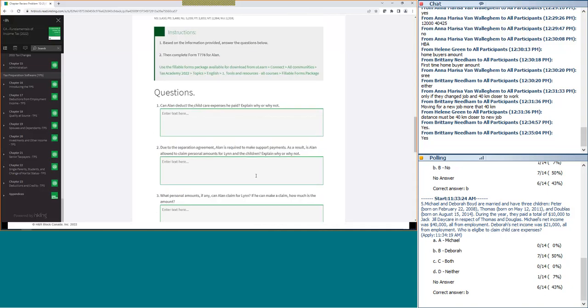Okay. Now, due to the separation agreement, Alan is required to make support payments. Is he allowed to claim personal amounts for Lynn and personal amounts for the children?